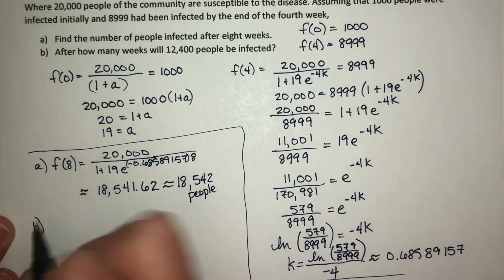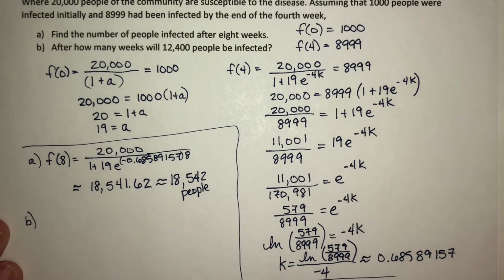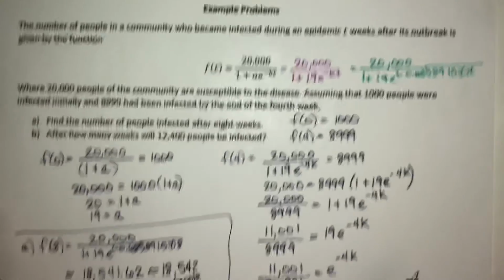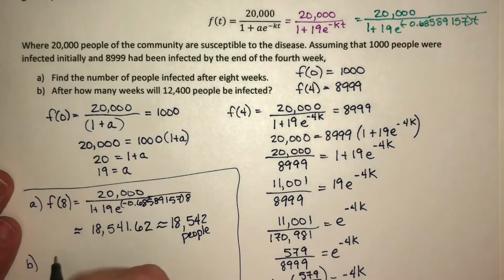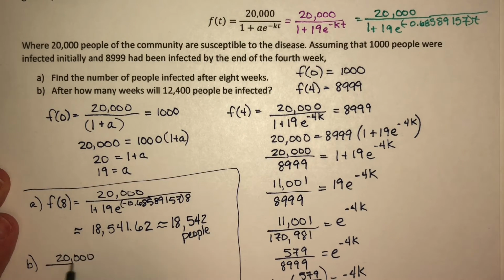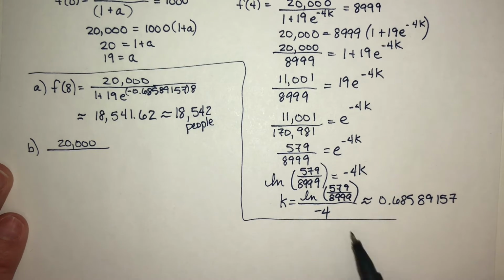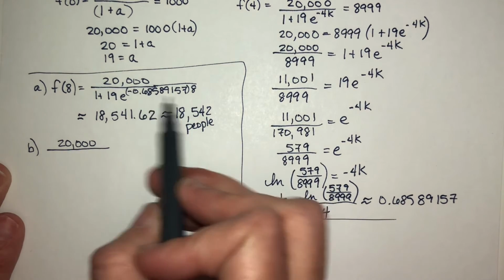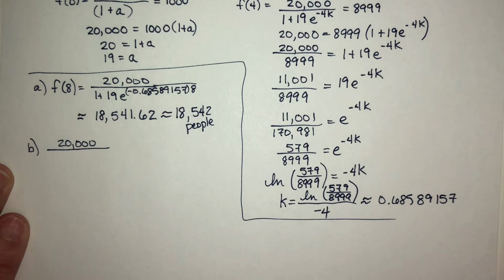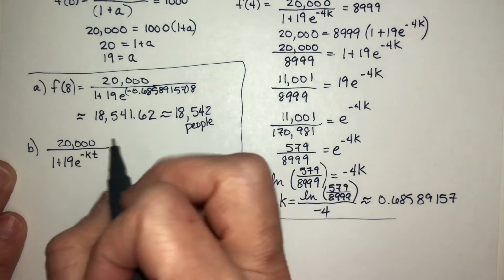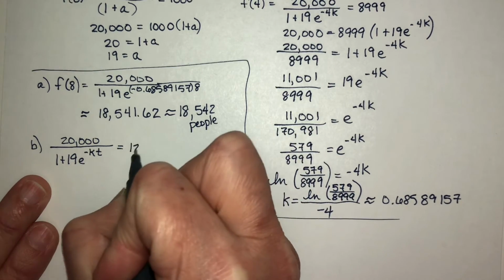Now for part B. After how many weeks will 12,400 people be infected? So what I'm looking for is I want this to equal 12,400. Now, to make my life easier, I'm just going to write k, and then when I go to do my calculations, I will plug in the value. It's just going to make everything look nicer and be easier to deal with than writing that down on every single step. It's also asking for us to make a stupid recopying error if we keep writing that large number. Now I'm going to use the large number when I do the approximation, but not until the end. So what I have here is 1 plus 19 e to the negative k t, and I want this to equal 12,400.